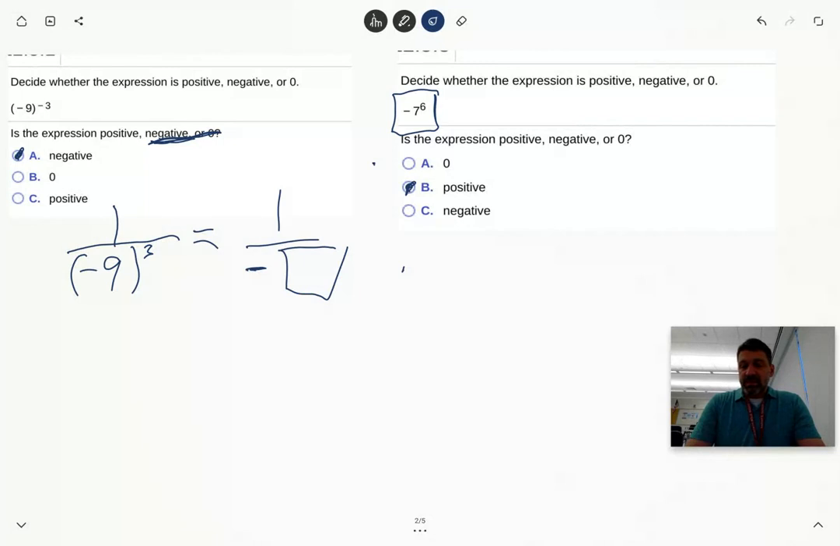Okay, so negative numbers to odd exponents are negative. Negative numbers to even exponents are positive.